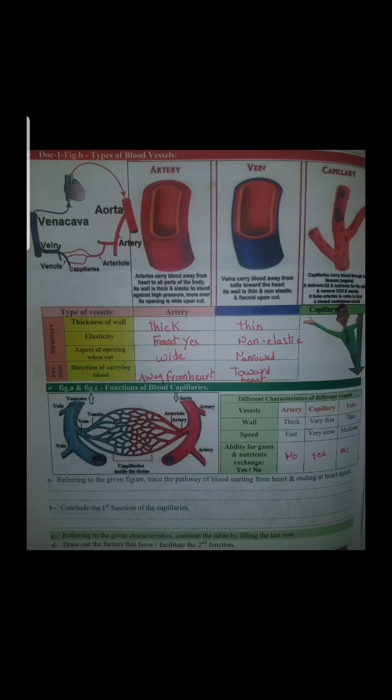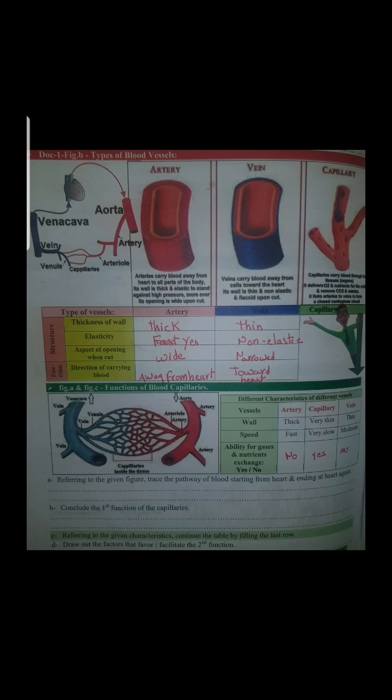Good morning, grade 9. Today we're going to start Activity 2, blood vessels and blood circulation, in your book, page 58. So let's start with the types of blood vessels. We discussed before that we have two types of blood vessels, which are arteries and veins.